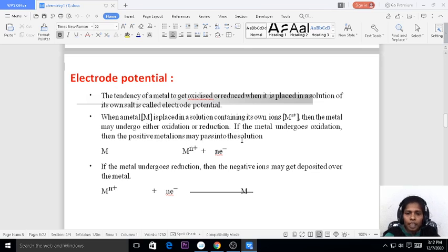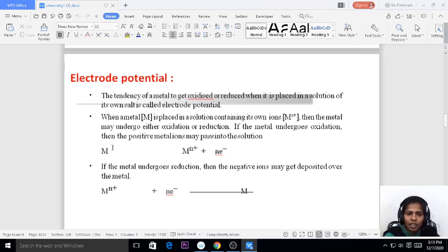So that we are explaining here, if the metal undergoes oxidation, the positive metal ions may pass into the solution. These metal ions are releasing into the solution. So that is oxidation here. If the metal undergoes reduction, then the negative ions may get deposited over the metal.